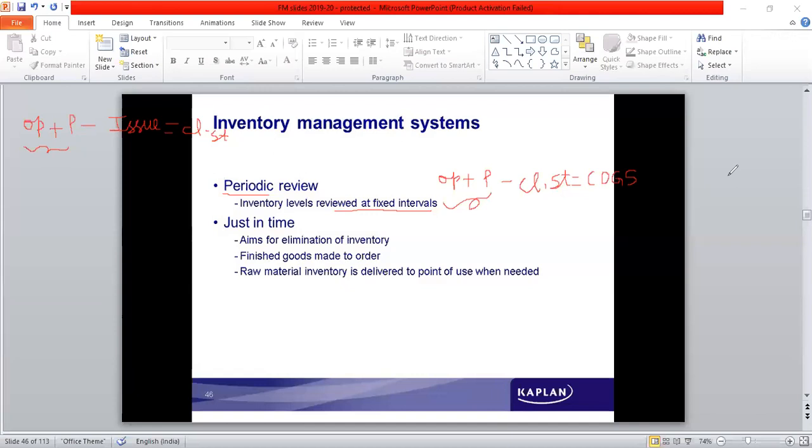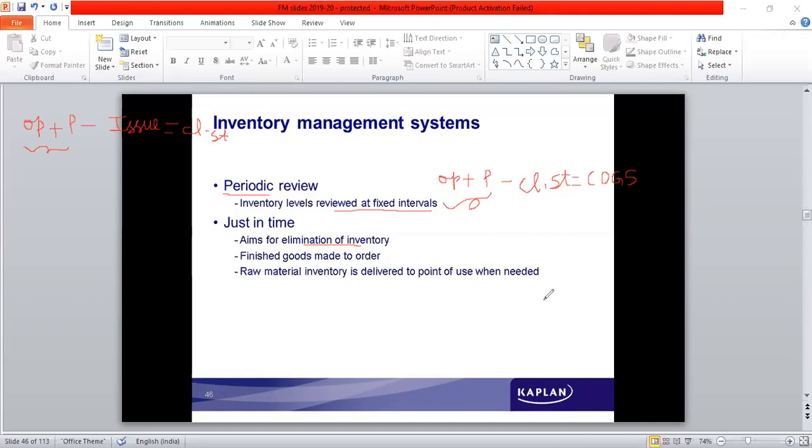We have a modern accounting method of inventory. We call it just in time. Just in time contradicts the conventional method. In the conventional method, two types of costs are incurred: cost of finance and cost of storage. To eliminate these costs, the modern inventory method of JIT, also called just in time, aims for elimination of inventory. No need to store any inventory. Finished goods are made to order, and raw material inventory is delivered to the point of use when needed.